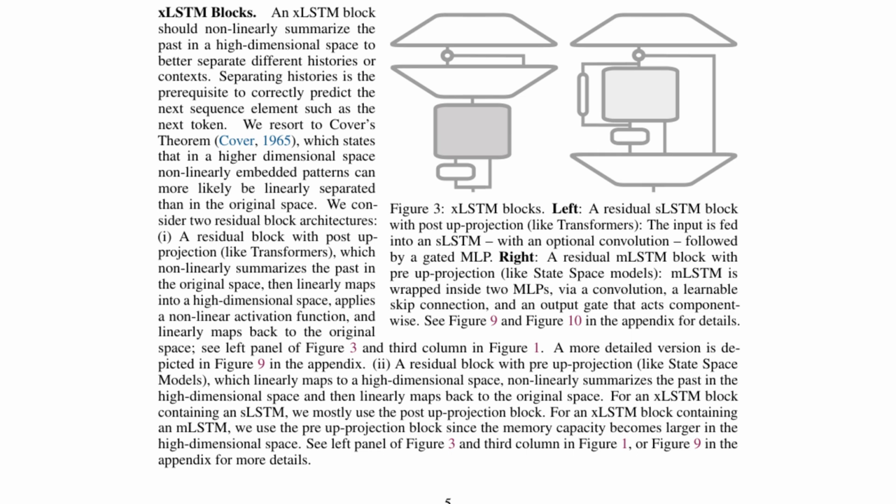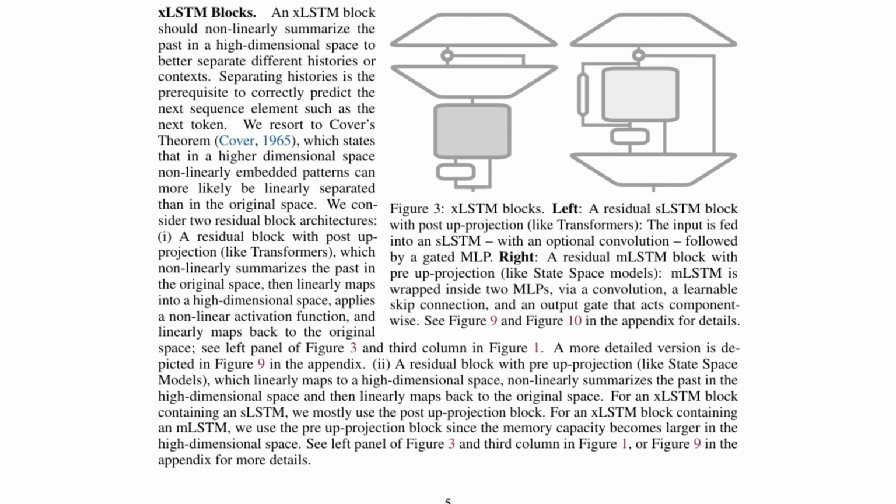We consider two residual block architectures: a residual block with post-up projection, like transformers, which non-linearly summarizes the past in the original space, then linearly maps into a high-dimensional space, applies a nonlinear activation function, and linearly maps back to the original space. See left panel of Figure 3 and depicted in Figure 9 in the appendix. A residual block with pre-up projection, like state space models, which linearly maps to a high-dimensional space, non-linearly summarizes the past in the high-dimensional space, and then linearly maps back to the original space.